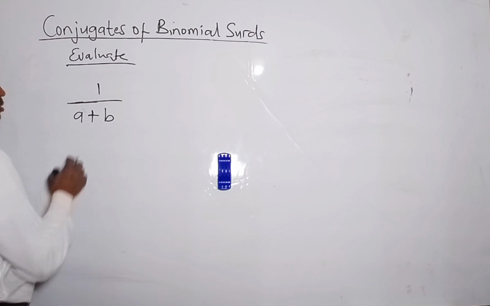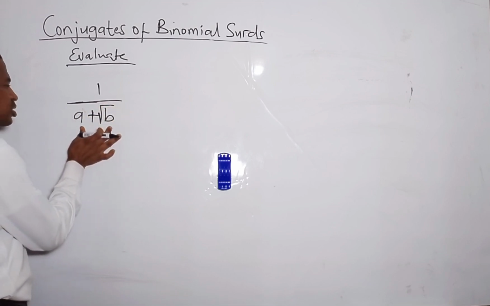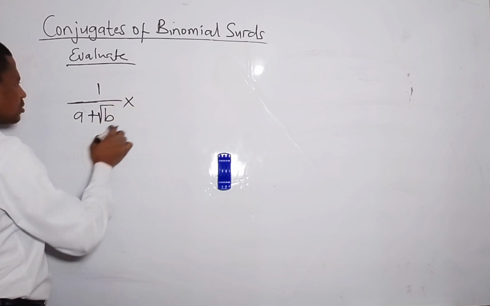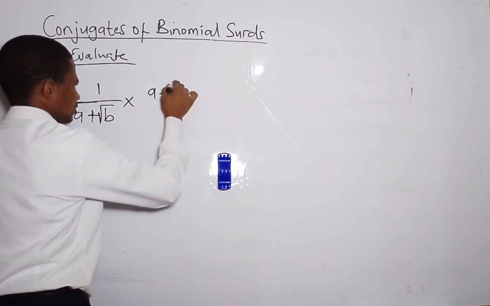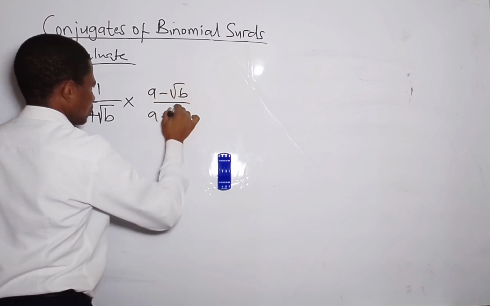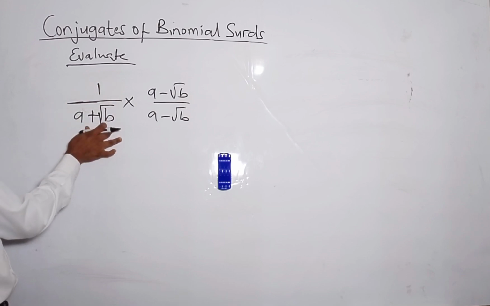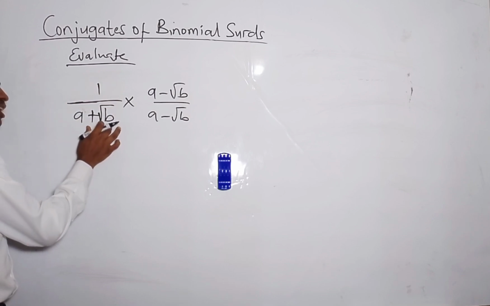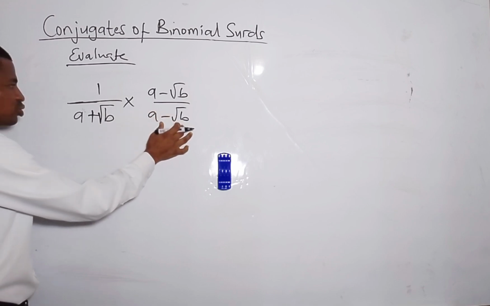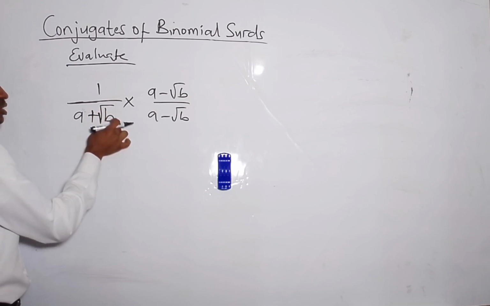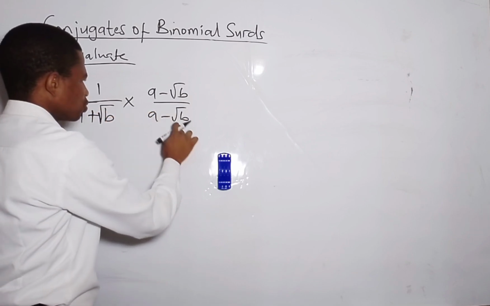If the denominator of a surd is a binomial surd, we rationalize that surd by the conjugate. The denominator of this expression is a binomial surd, and we rationalize it by the conjugate. What's the conjugate? The opposite of what we have in the original surd. A plus root b, the conjugate will be a minus root b.